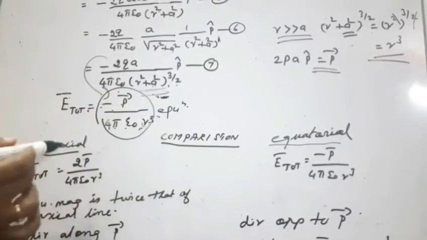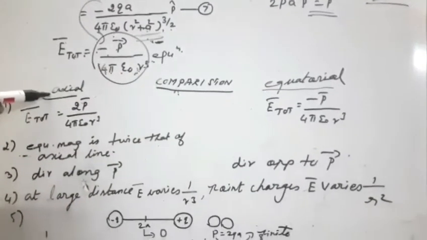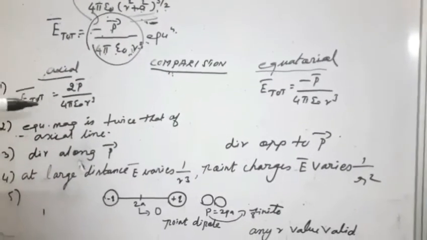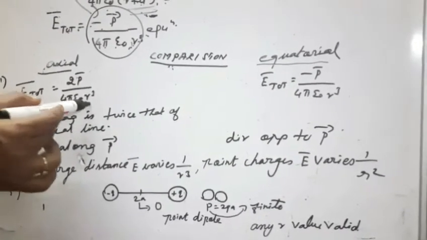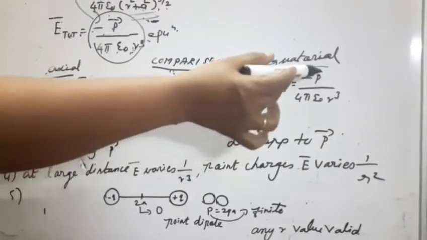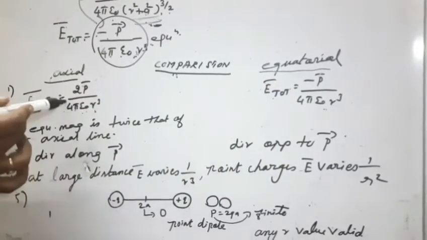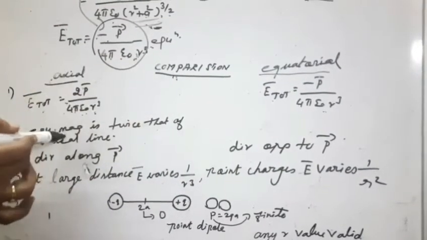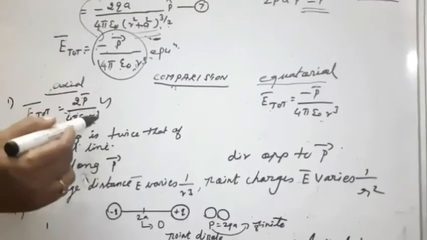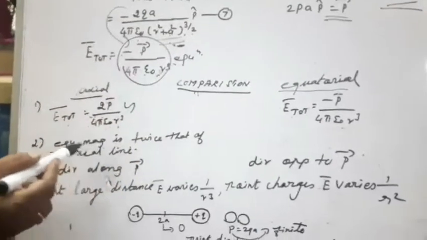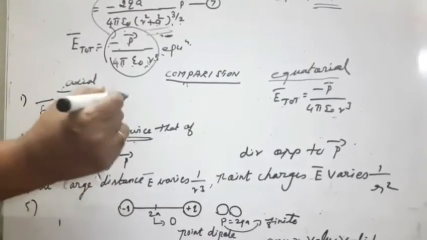Next, the comparison of axial line and the equatorial line. In the axial line, E total equals 2p divided by 4 pi epsilon naught r cube. Here, for the equatorial line, E total equals minus p vector divided by 4 pi epsilon naught r cube. Here, the magnitude of the axial line is larger. Comparatively, the equatorial line is half of the axial line. Therefore, the axial line magnitude is larger.